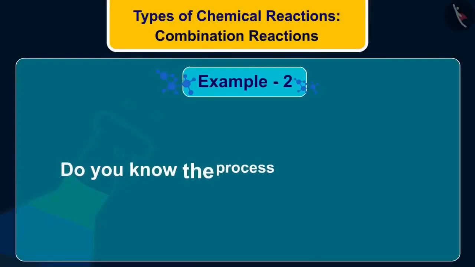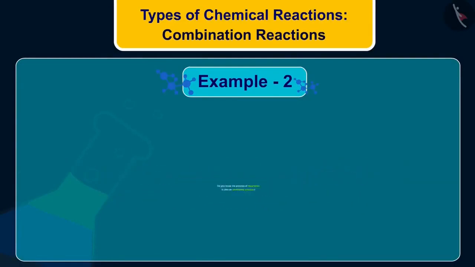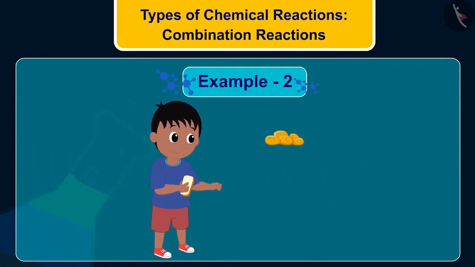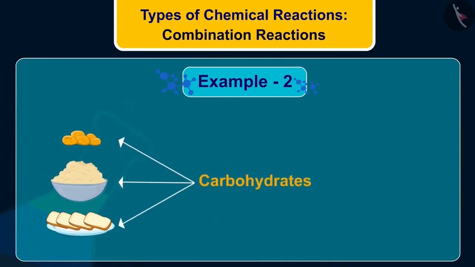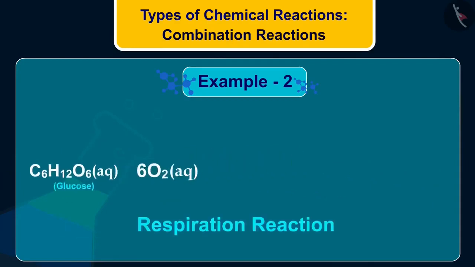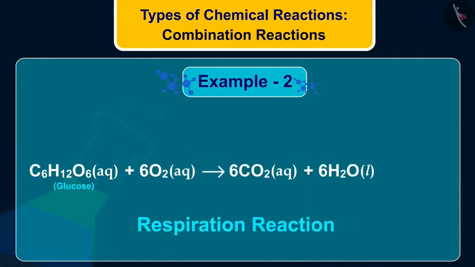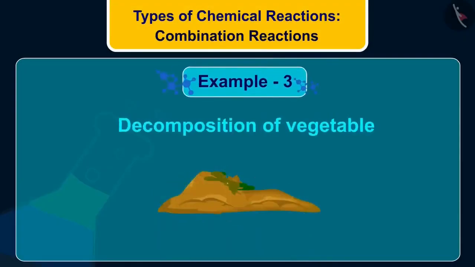Do you know the process of respiration is also an exothermic process? The food we consume like potatoes, rice, bread, etc. contains carbohydrates, and these carbohydrates are broken down to form glucose, which is further broken down to simple substances like carbon dioxide and water, releasing a large amount of energy. The decomposition of vegetable matter into compost is also an example of exothermic reaction.